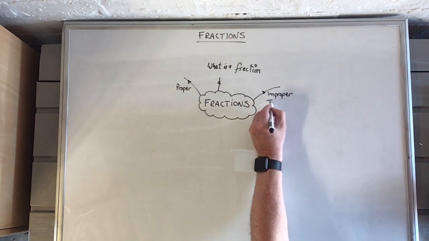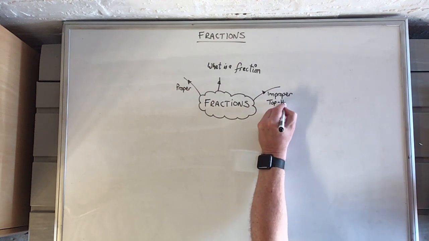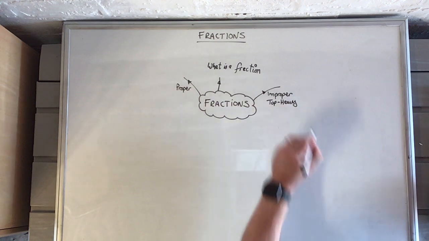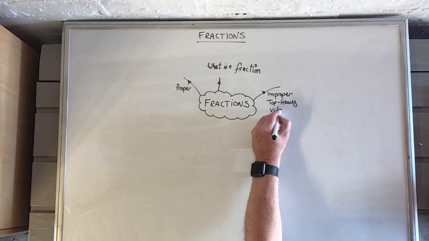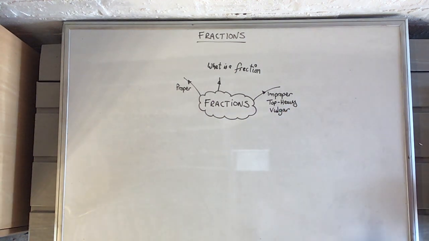An improper fraction, we can call that a top-heavy fraction as well, and that'll become clear why it's called top-heavy. That's another name for it. And an old name for it is a vulgar fraction. You probably won't see that anymore. It's usually these two, improper or top-heavy. I quite like top-heavy because it's obvious why it's called top-heavy when we come to see that.